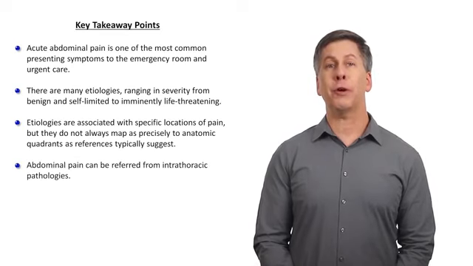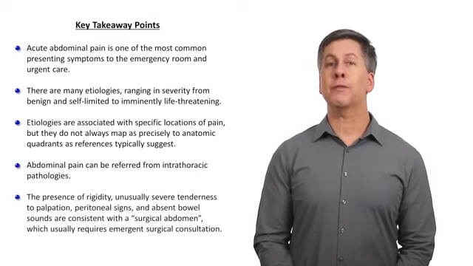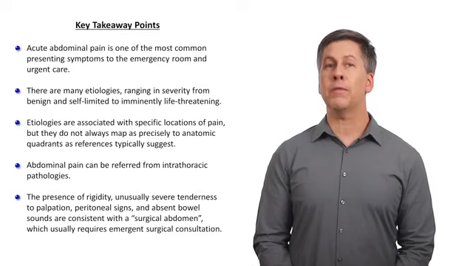Abdominal pain can be referred from intrathoracic pathologies. And finally, the presence of rigidity, unusually severe tenderness to palpation, peritoneal signs, and absent bowel sounds are consistent with a surgical abdomen, which usually requires emergent surgical consultation.